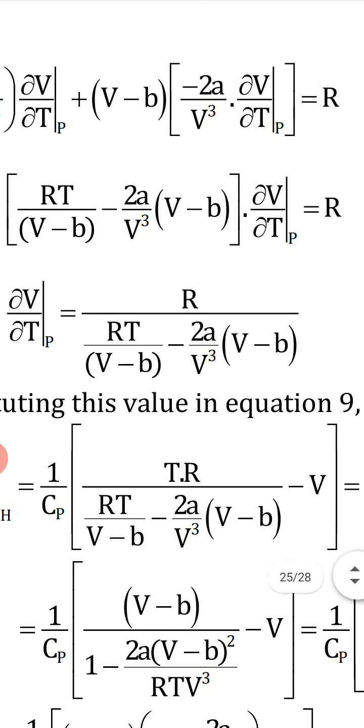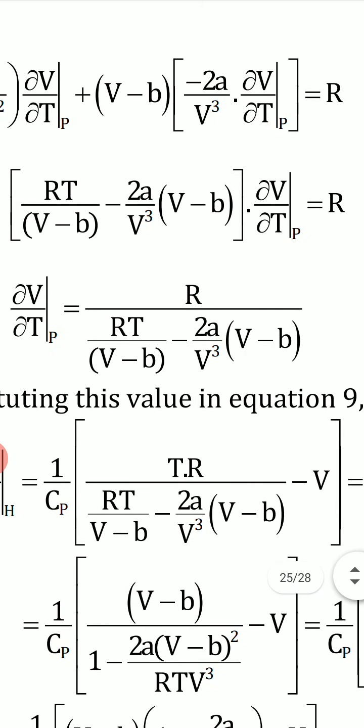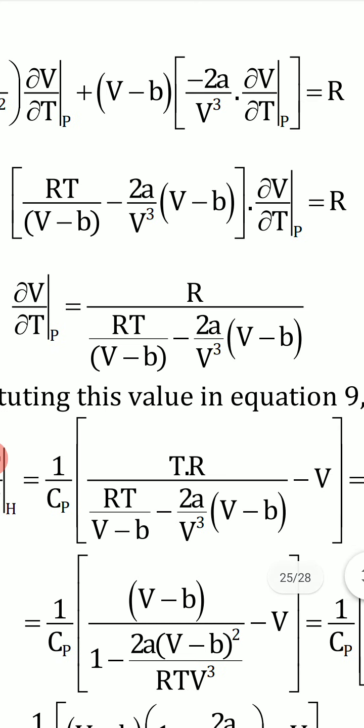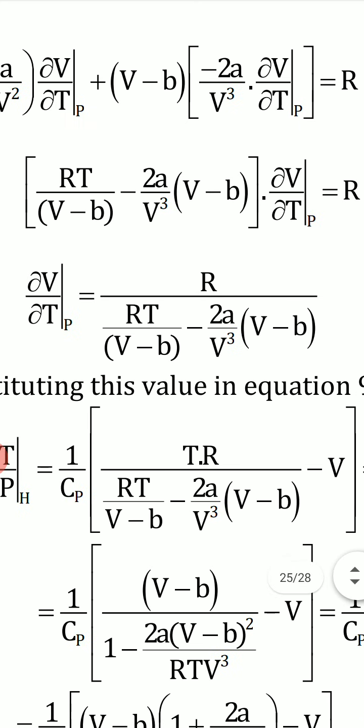From this relation we find the value of delta V upon delta T at constant P. It is equal to R upon RT upon V minus B minus 2A upon V cube into V minus B.